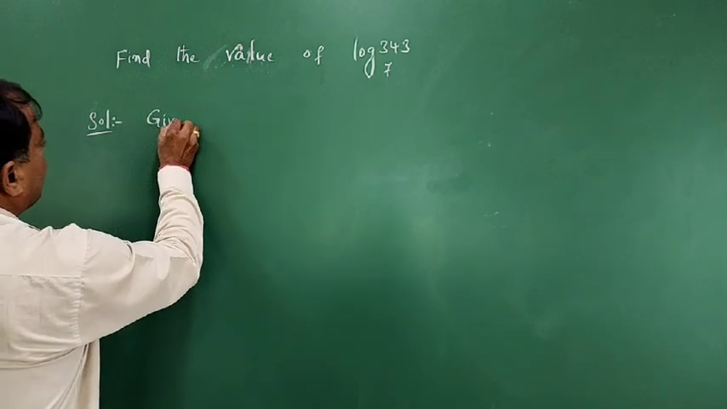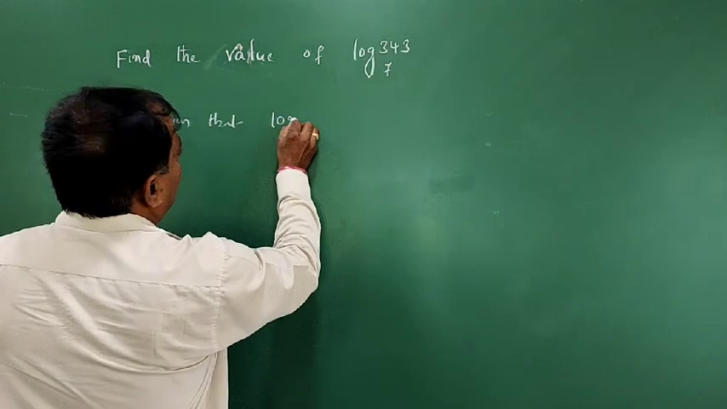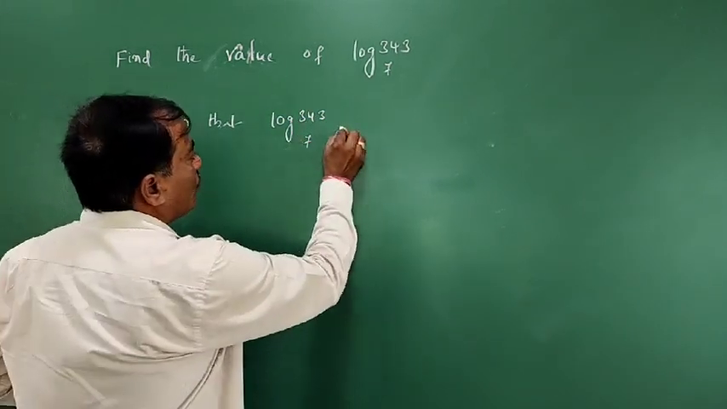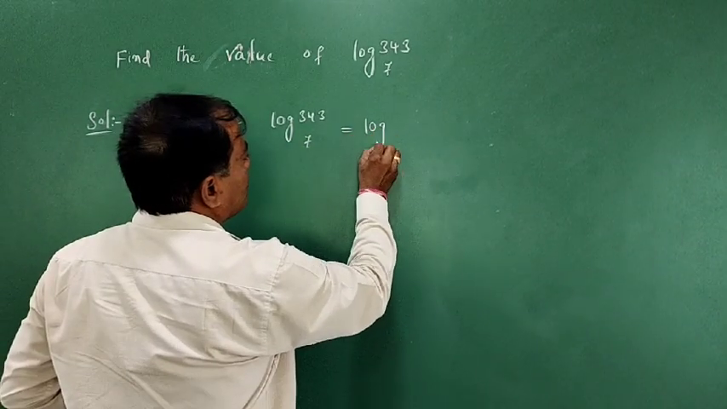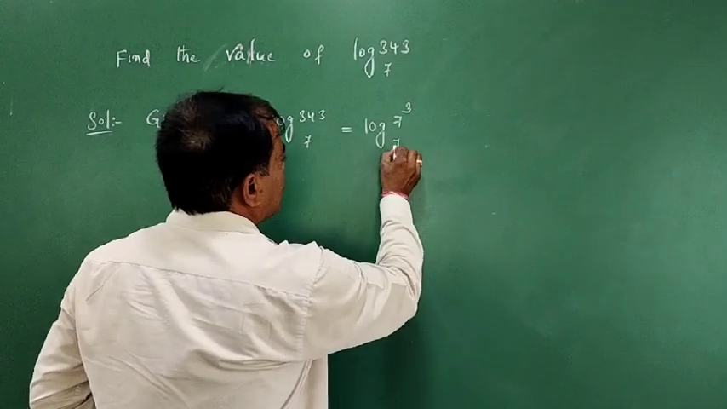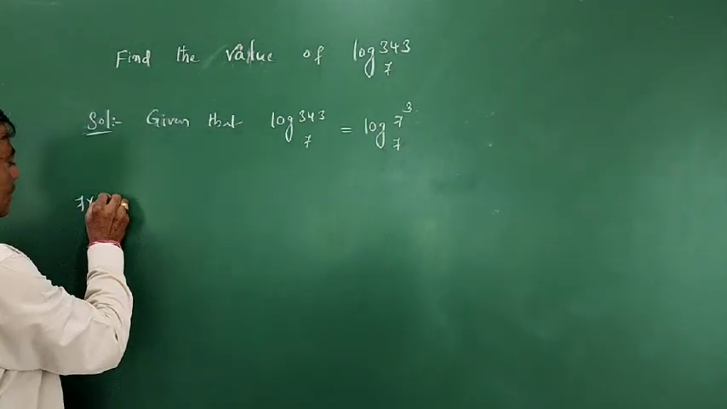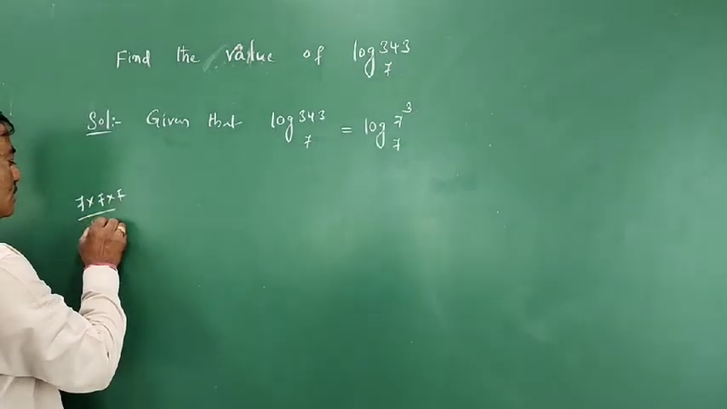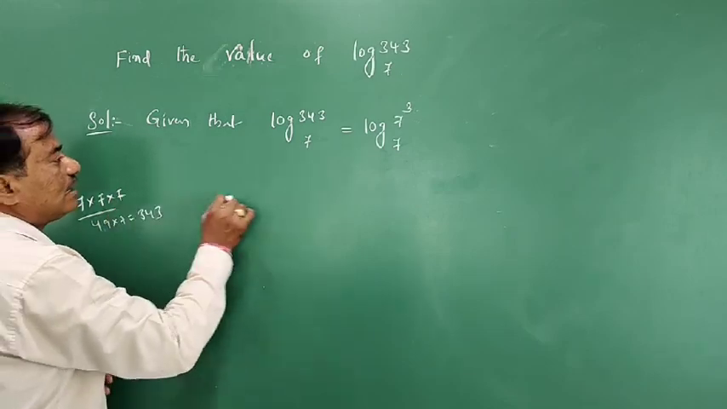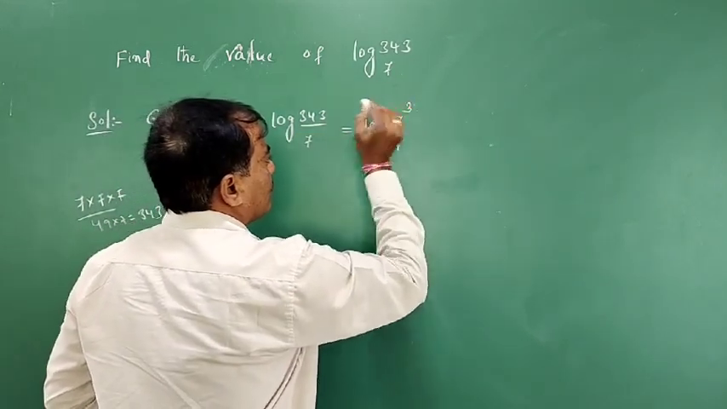Now, given log 343 to the base 7. This 343 can be written as 7 to the power of 3, because 7 into 7 into 7 is 49 into 7, which becomes 343. So 343 is 7 to the power of 3.